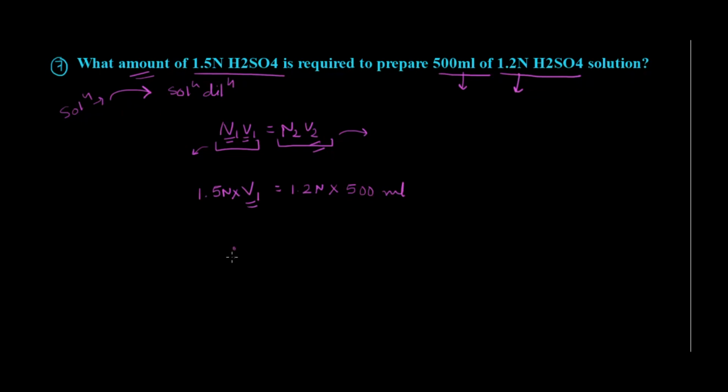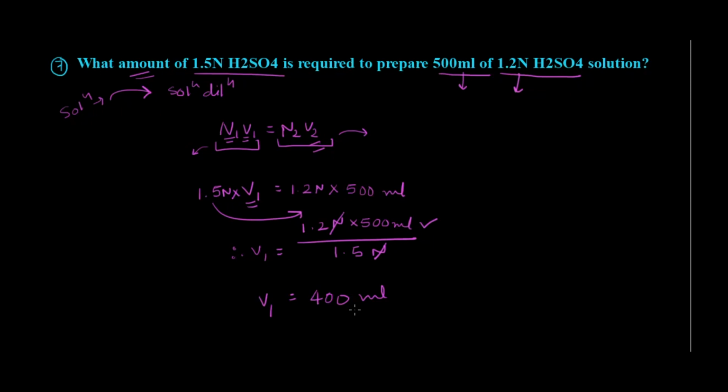So V1 is equal to, normal cancels. So when you simplify this now, you get 400 ml. That is what our unit is. Okay, that's why I told you to write the unit, that becomes easy to understand. So we need to take 400 ml of 1.5 normal H2SO4.